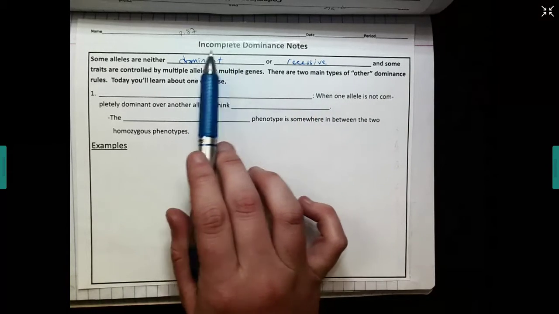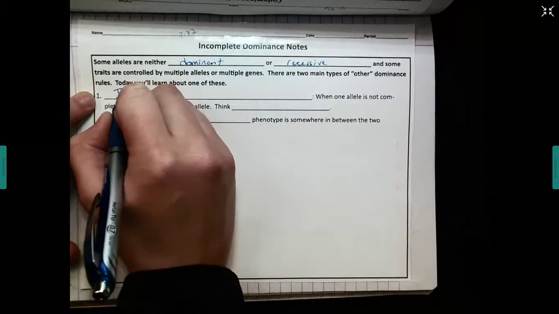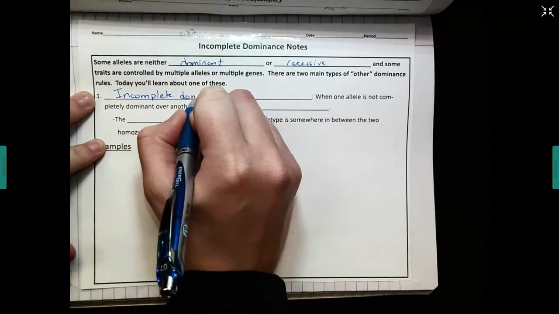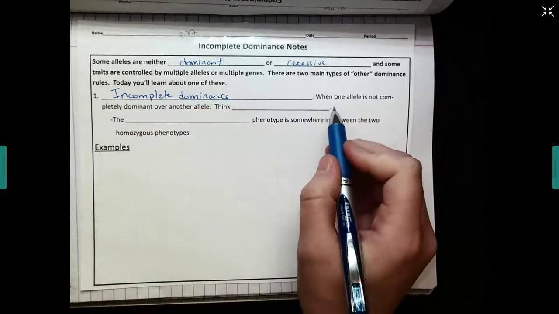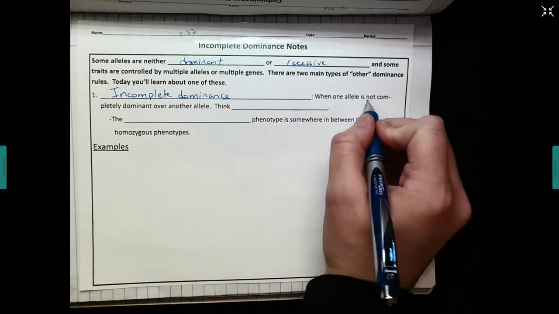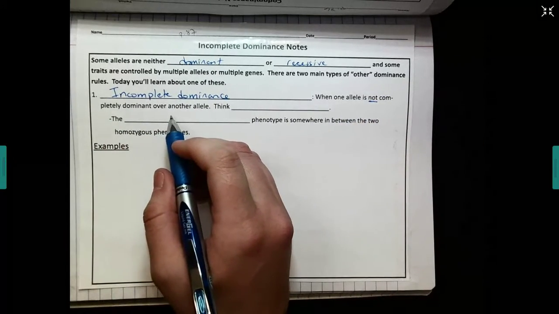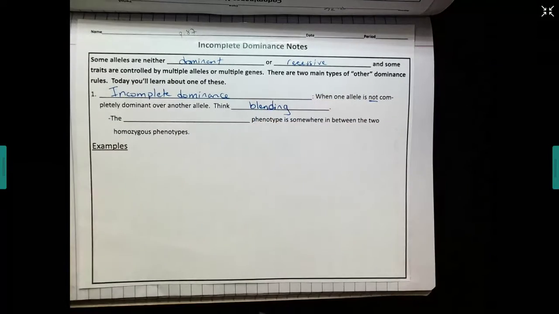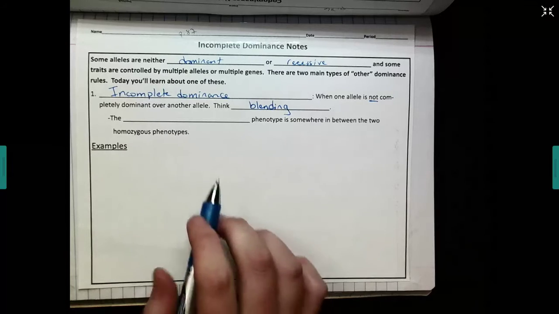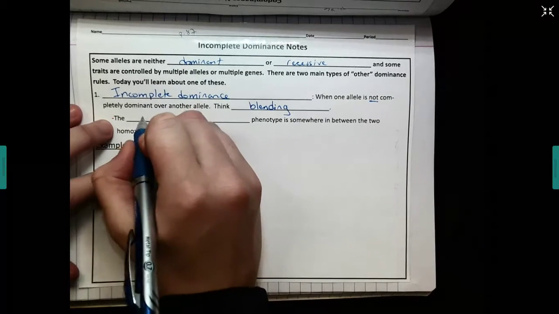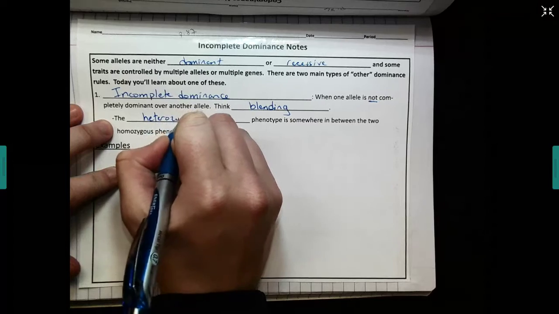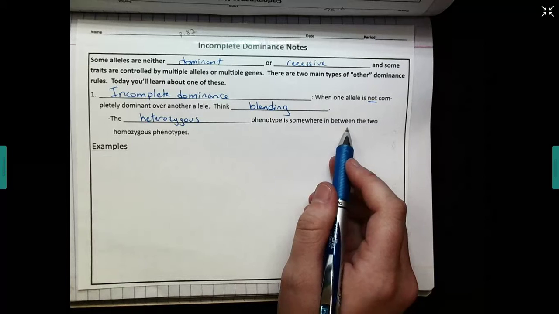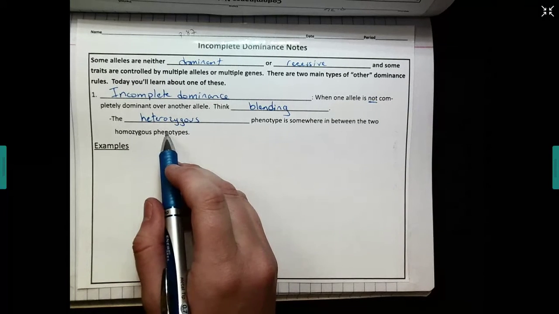The first of which is incomplete dominance. So this is when one allele is not completely dominant over the other allele. So think blending. What we see in incomplete dominance is the heterozygous phenotype is somewhere in between the two homozygous phenotypes.